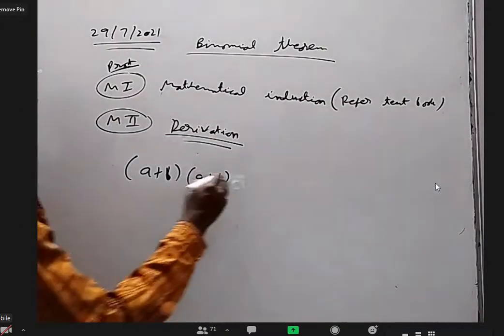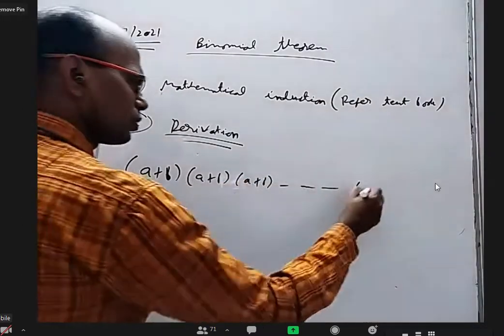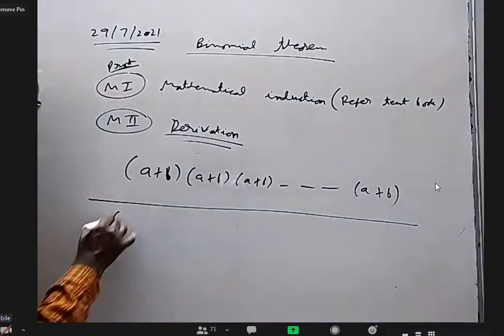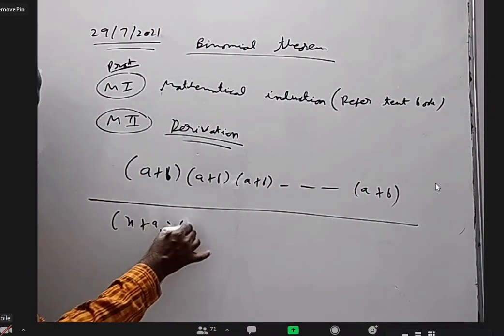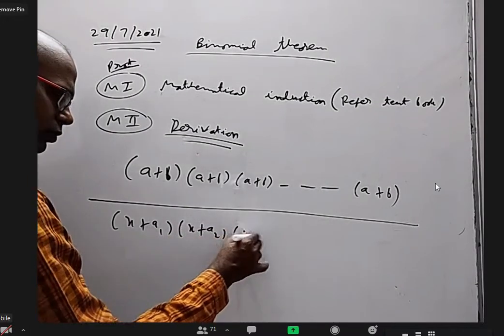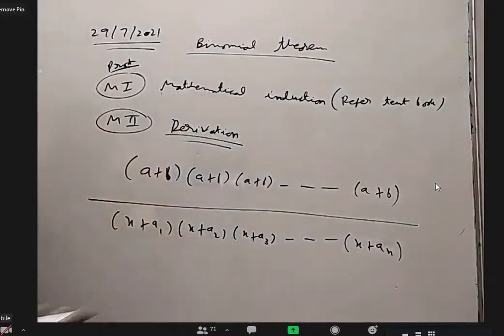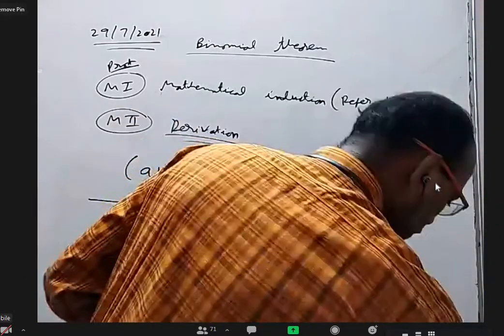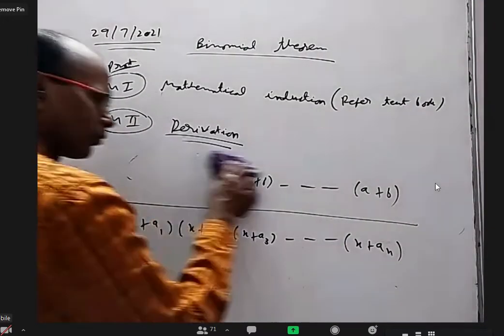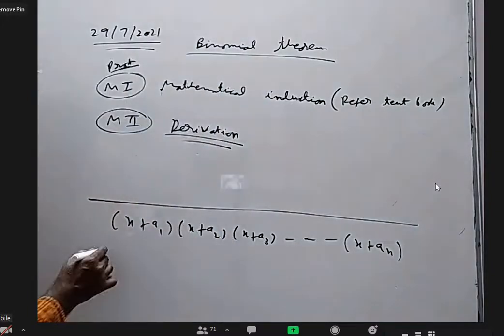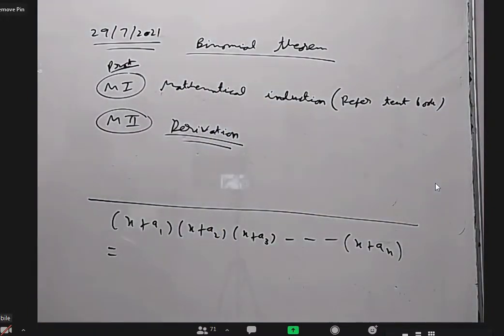Anyway, (a + b) into (a + b), and so on up to (a + b). Forget about that. Let me ask one question. We'll write down notes about it later on. (x + a1) into (x + a2) into (x + a3), and so on up to (x + an). In total, how many brackets are we multiplying? N brackets. So when I expand this, I'll get a polynomial. What is the highest power of x in the expansion?